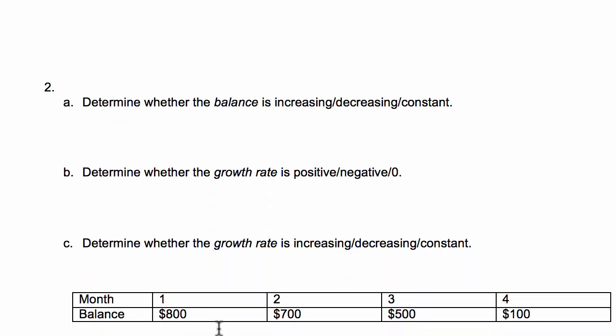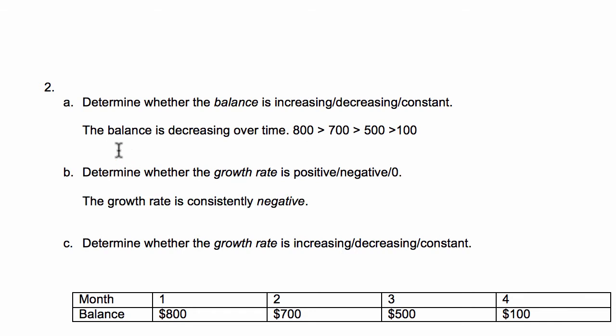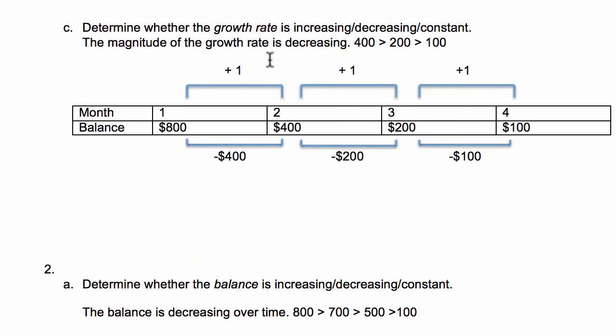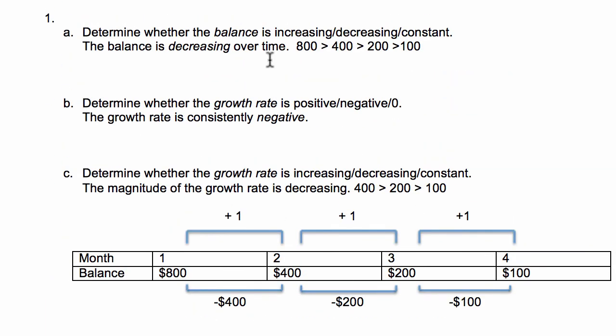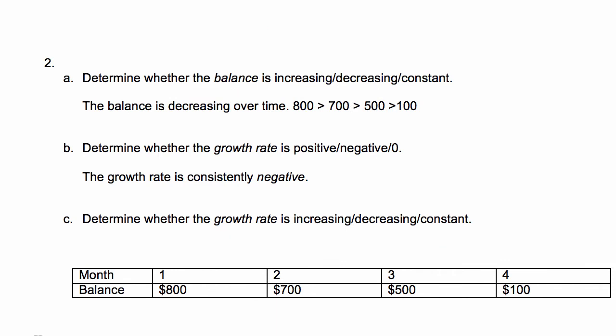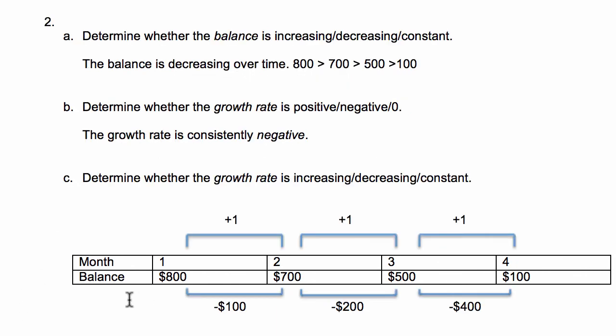Notice, like the example above, the balance is decreasing from month to month. Because balance is our dependent variable and time is our independent variable, this means that the graph itself is decreasing. Thus, the growth rate is negative. So far, our answers to part A and B match the answers to part A and B in the first table. To answer part C, let's examine this table a little more closely.